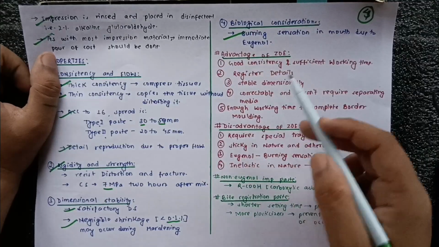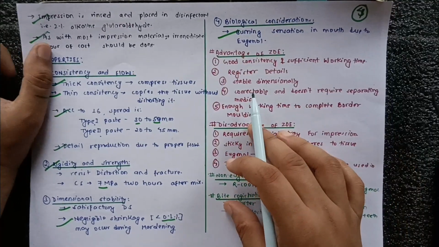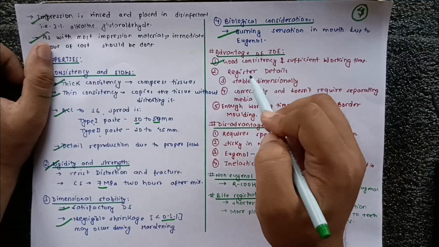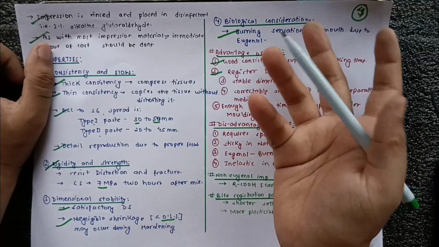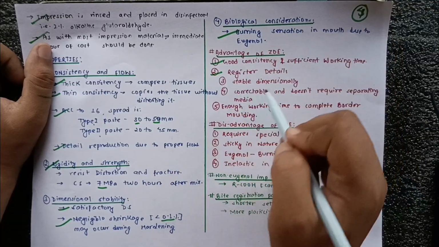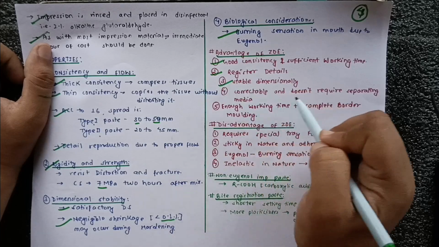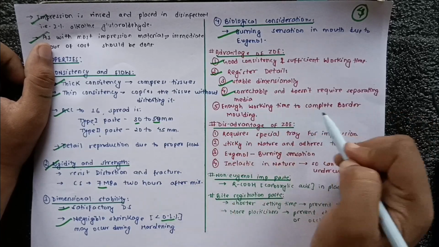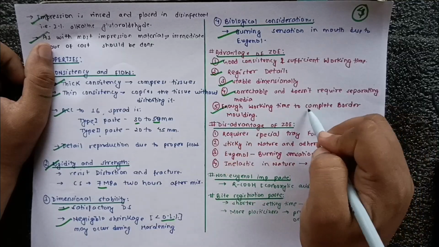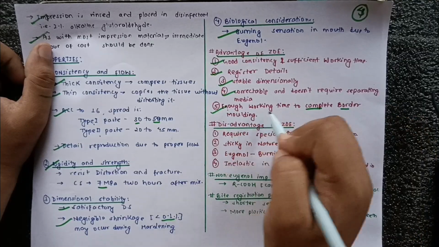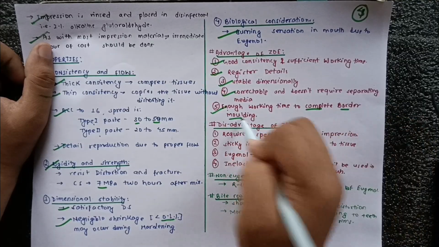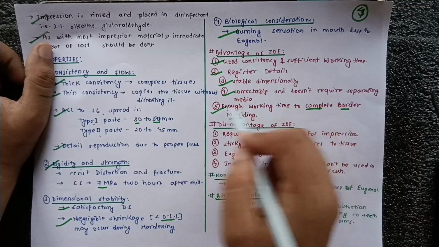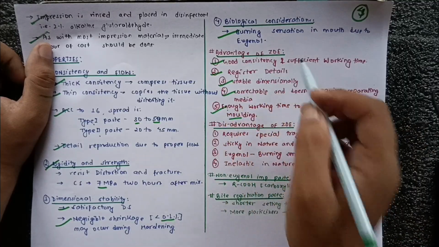Now the advantages and disadvantages. It has good consistency and sufficient working time. Another point is it registers details, so it is used as a final impression material. It is dimensionally stable, correctable, and doesn't require separating media. And after that, enough working time to complete the border molding, which is important. So those are the advantages of the zinc oxide eugenol paste.